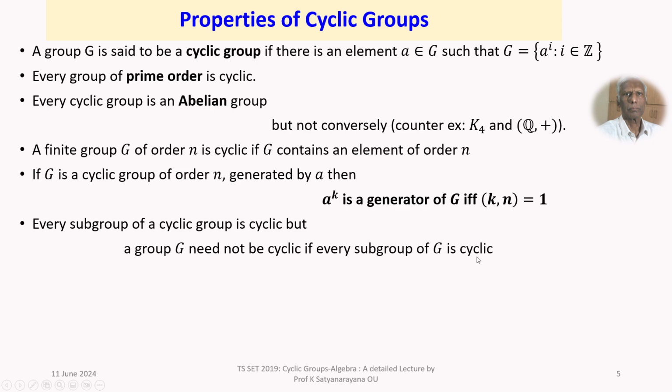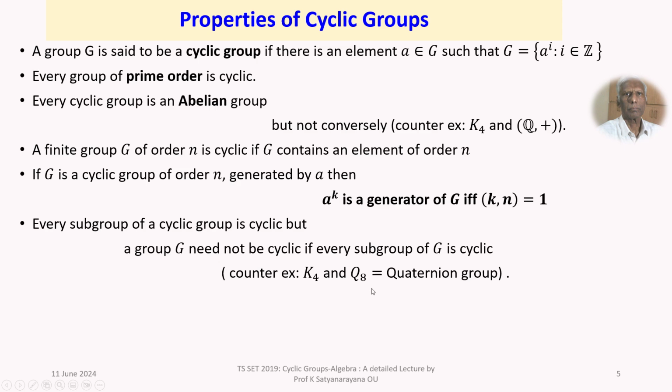Every subgroup of a cyclic group is cyclic, but a group G need not be cyclic even if every subgroup of G is cyclic. So you have a group G, and every subgroup of G is cyclic. Is G necessarily cyclic? No, not necessarily. The counterexamples are K4 again: every subgroup of K4 is cyclic, but K4 is not cyclic. Q8, the quaternion group: every subgroup is cyclic, but Q8 is not cyclic, as it is not generated by a single element.